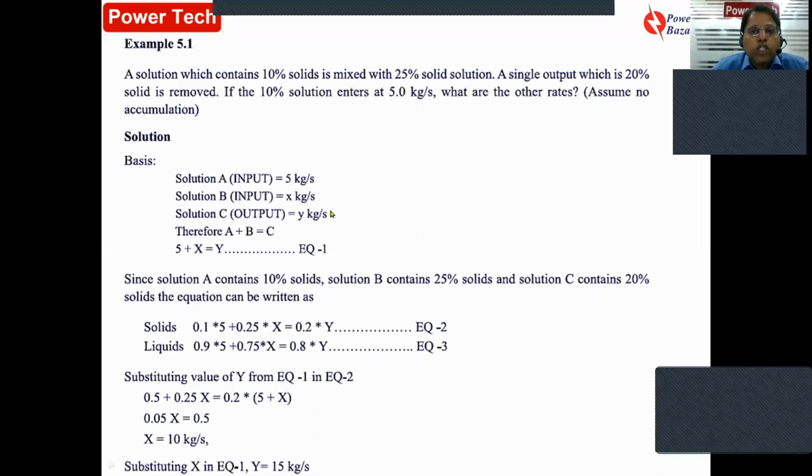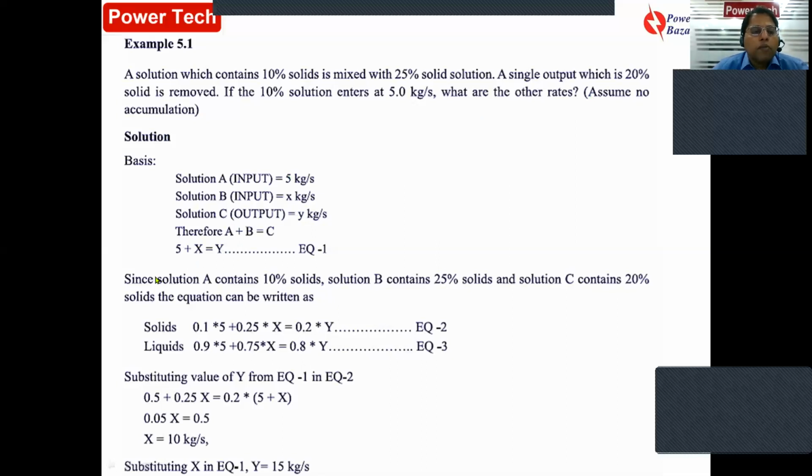So assuming it is a continuous process, what can you write? Total input is equal to total output. Now, what are the inputs? A and B are inputs. What is the output? C is the output. So A plus B is equal to C. This is the basic material balance. That means 5 kg plus x kg is equal to y, because there is no accumulation happening in the process.